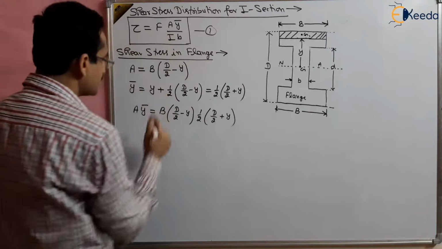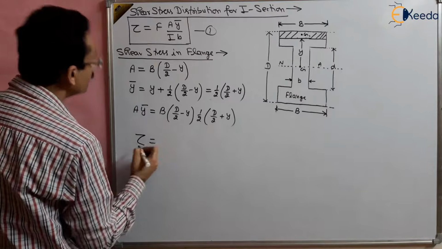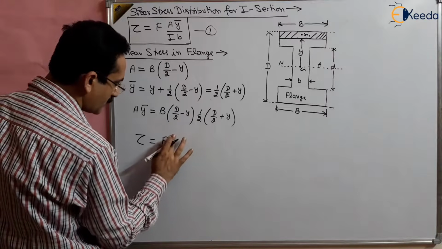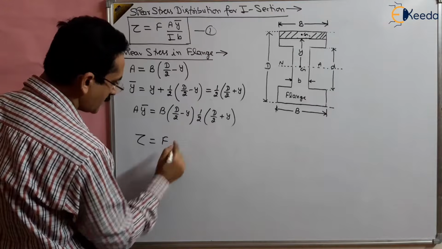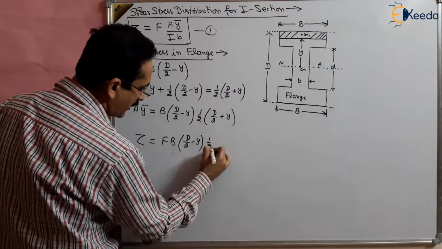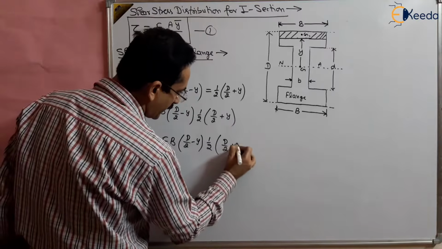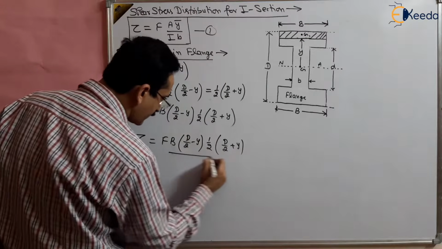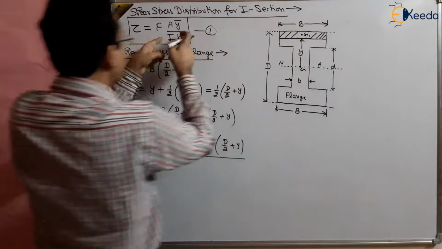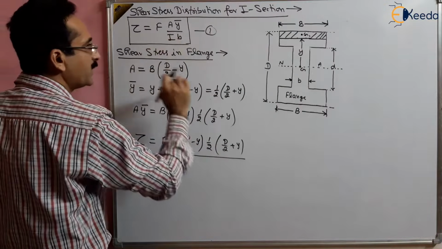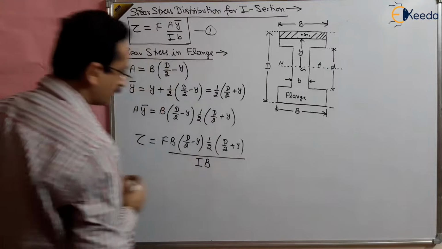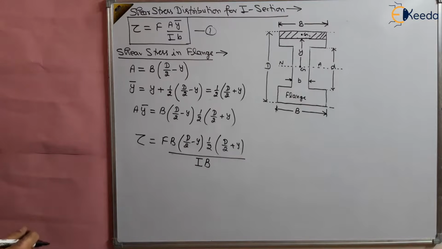We can put it in the shear stress formula. So tau will be equal to F A y bar, which is B times (d by 2 minus y) times half of (d by 2 plus y), divided by I times b. The width here is capital B; it is the general formula that's why it is small b, but actually it is capital B. So I multiplied by capital B, right? So this is the shear stress.